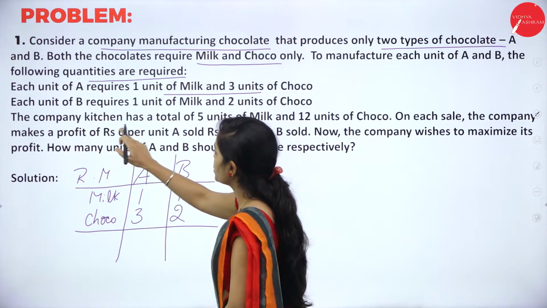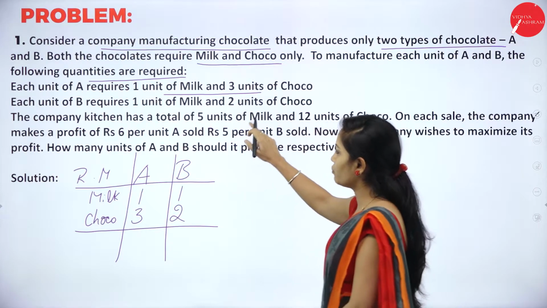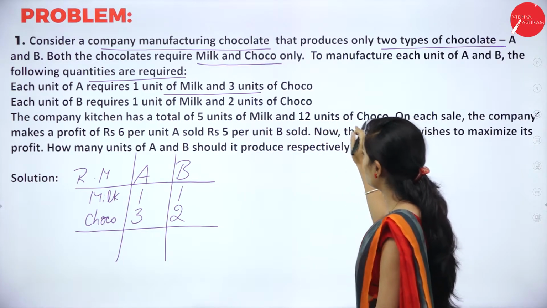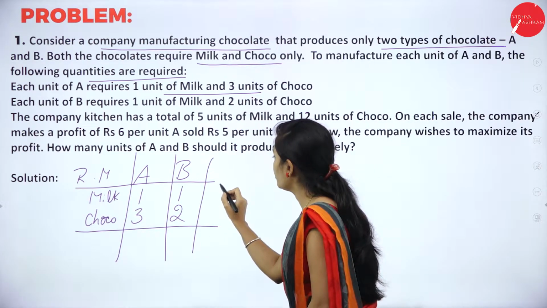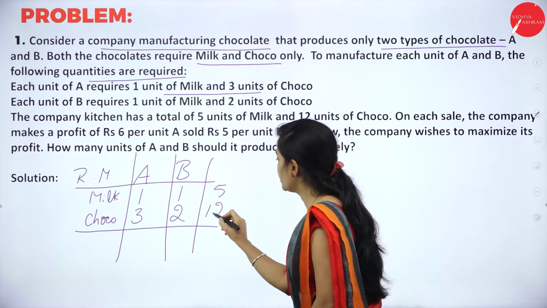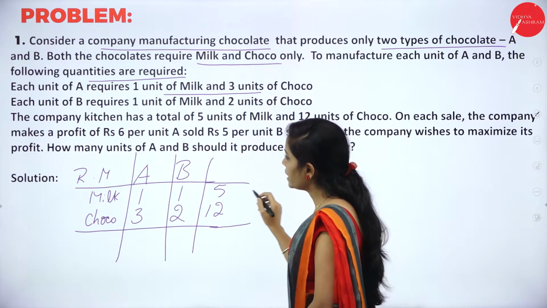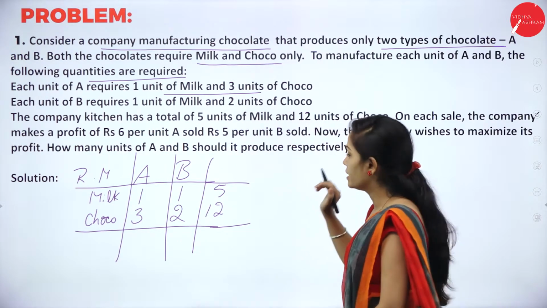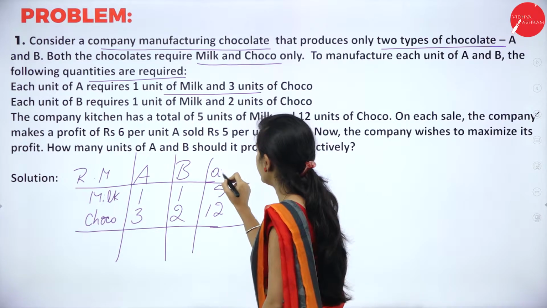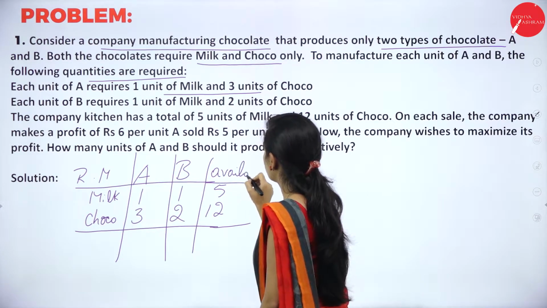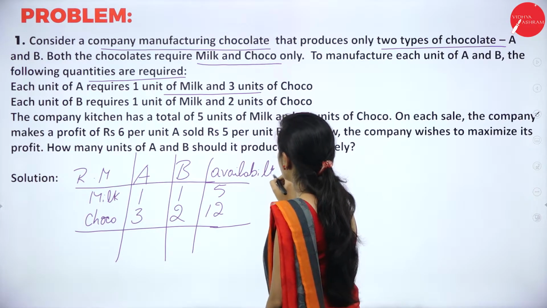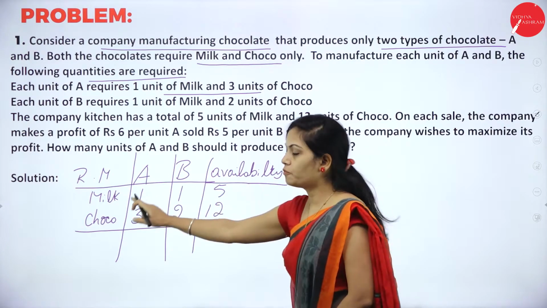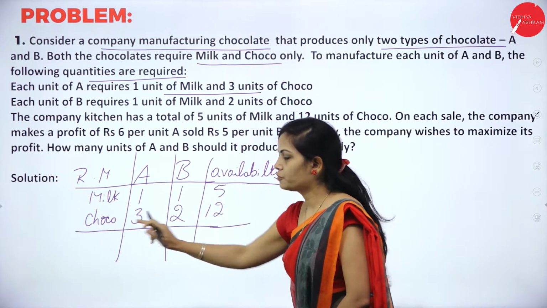The company's kitchen has a total of 5 units of milk and 12 units of choco. That means it is the availability of this product.